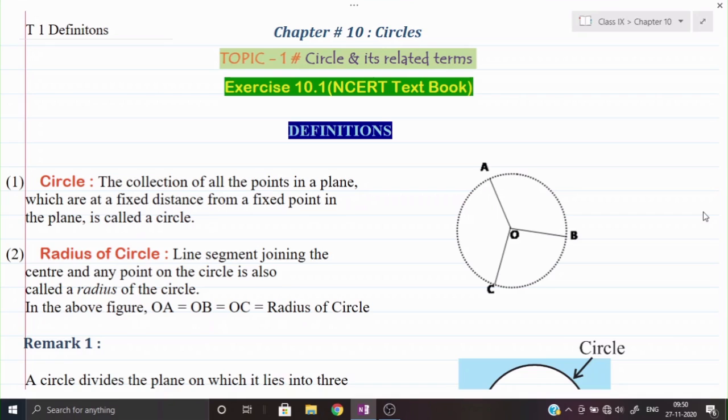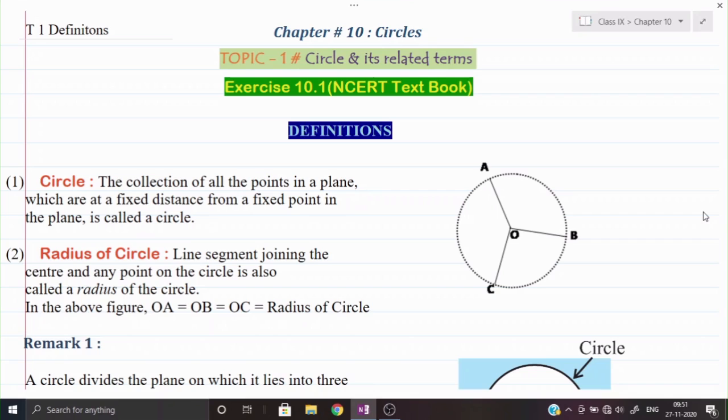What is a circle? You can see the definition written in front of you: the collection of all points in a plane which are at a fixed distance from a fixed point in the plane. You can see the figure. The figure is made up of some tiny dots. If I take the center, one fixed point at the middle of the figure, I give that point the name O.